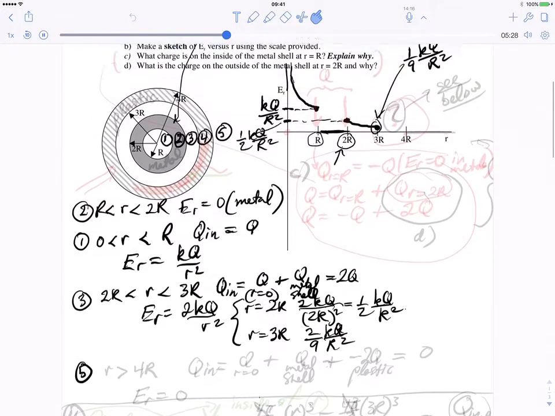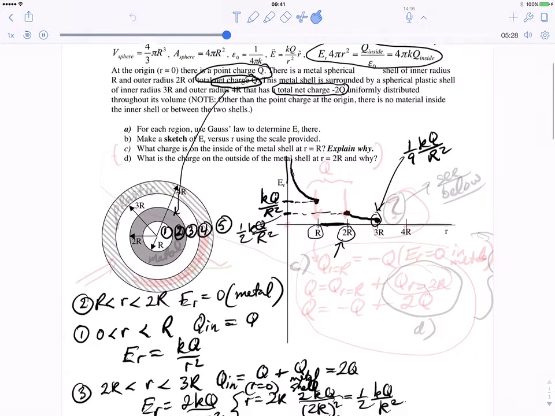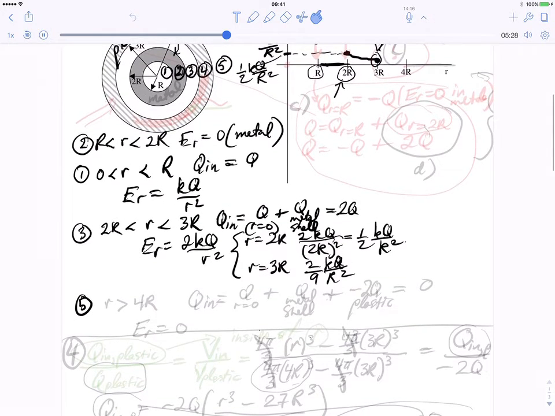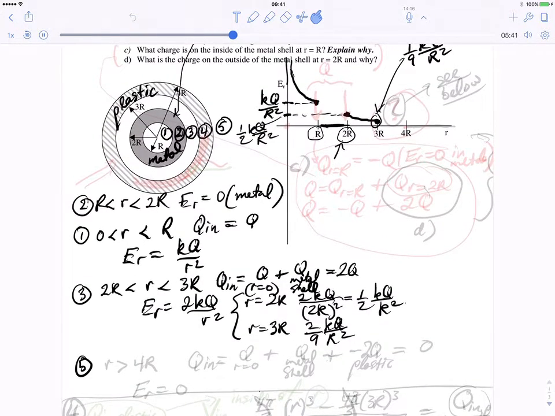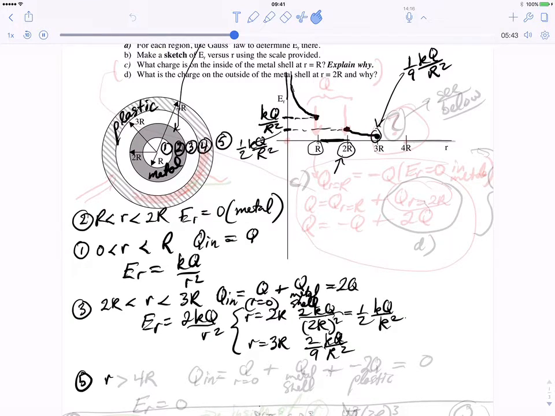It has a total net charge of negative 2q. By the way, this is the plastic shell here. I'll just label it so you guys can see it a little bit easier. So, starting from the center, we're in region 5 now, which is just little r greater than 4 times big R. Adding up from the origin out all of these charges, you've got the Q at the origin, you've got another Q, which is the metal shell, and then, of course, the plastic shell, which is a net charge of negative 2q.